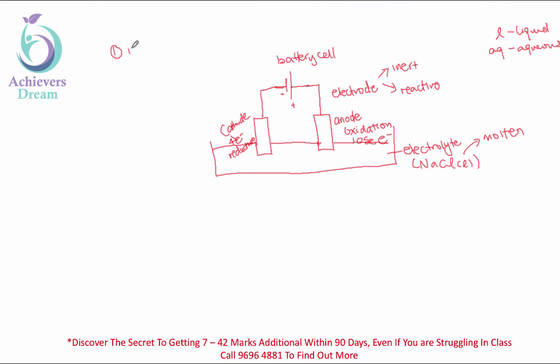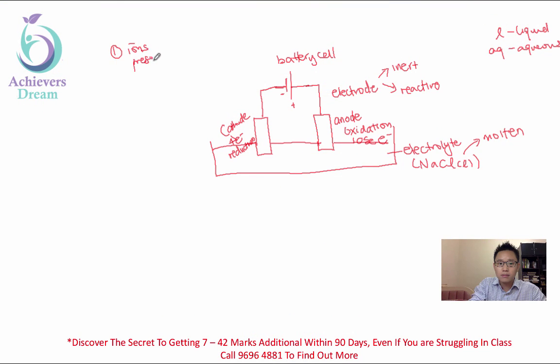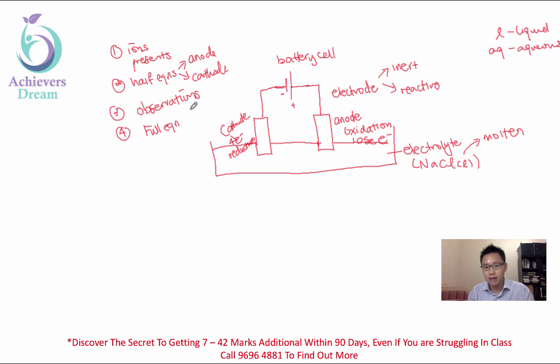Over here, I always teach this four-step process to my students to learn electrolysis. Number one, ions present. Number two, half equations at the cathode and anode. Number three, the observations that we observe. Number four, the full equations. For the first question I'm going to take up some time, but subsequently I'm going to move faster and faster.